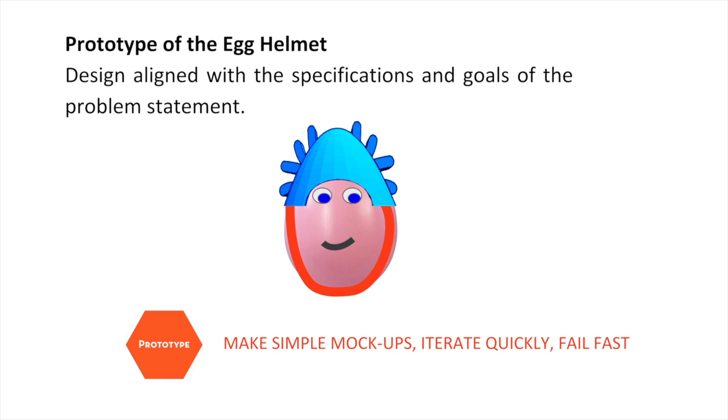And when we prototyped the egg helmet, we wanted to ensure that we did so addressing all of the design specifications that we laid out in the problem statement. We were able to use the 3D design programs and the 3D printers to make a quick mock-up, adding some additional padding and any additional drag features. Remember, the goal of the prototype phase was to make some simple mock-ups, to iterate quickly, and to fail fast. And we actually would move back and forth between the prototype and the test phase, depending on how we do in the test.